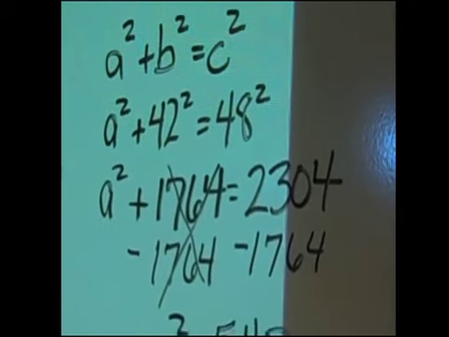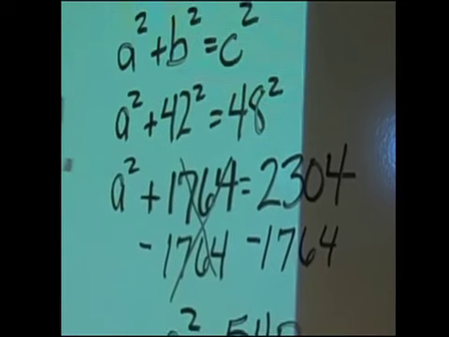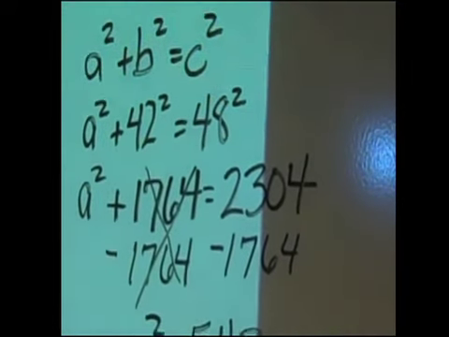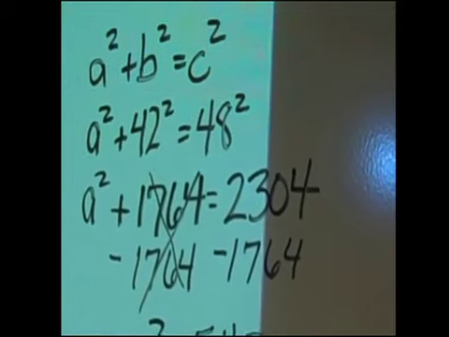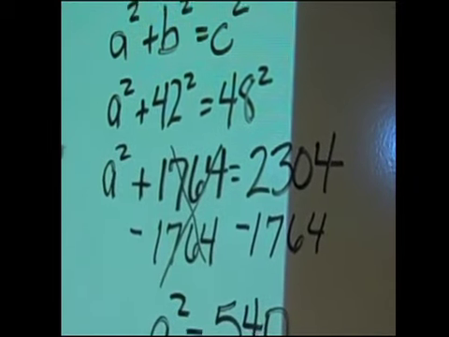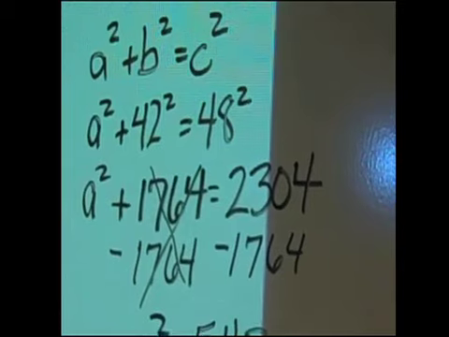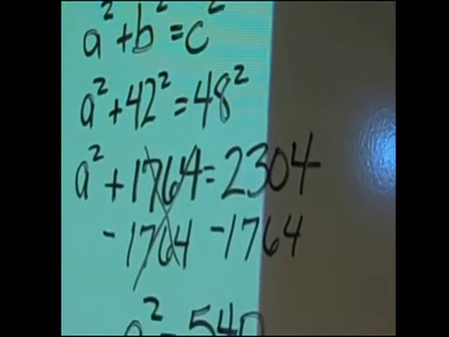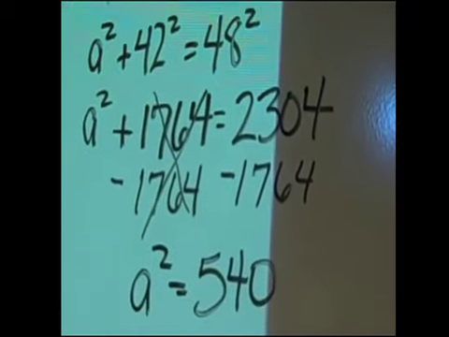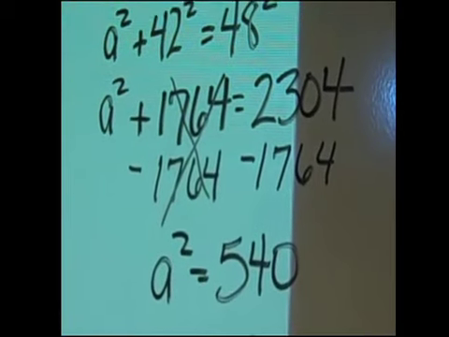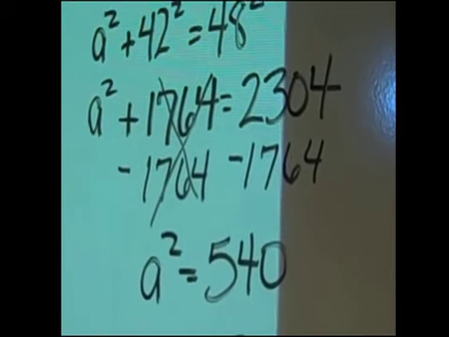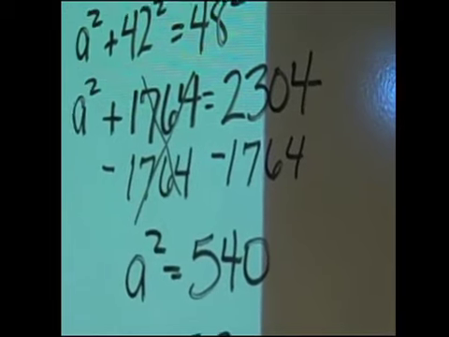A squared plus 1,764 equals 2,304. What is the inverse operation of plus 1,764? You're right, minus. Minus 1,764 on each side. Bring it down. Now you have A squared equals 540.